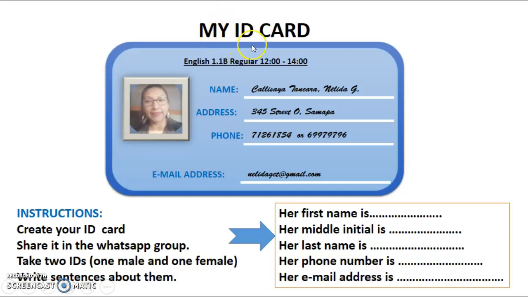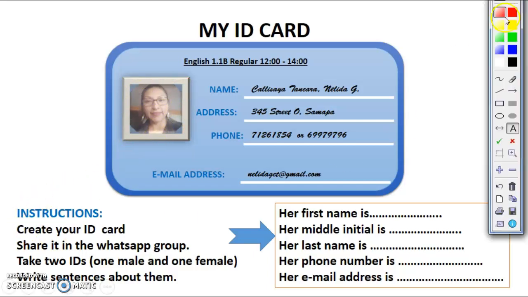Next, my ID card. Now you prepare your own ID card. Ustedes escriben su propio ID card, similar al mío. ¿Ok? Tienen que poner name, address, phone, email address. Preparan su ID card. Es necesario poner una foto. It's not necessary to put a real picture. You can draw it. Pueden dibujarlo.